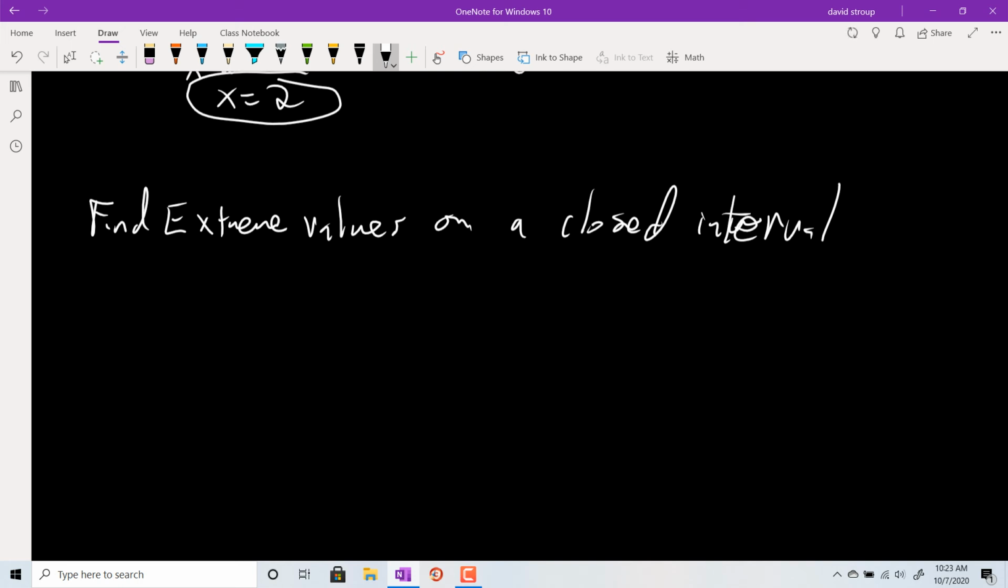And the only side note is that if you're on a closed interval, the max and mins may occur at places other than those critical values. They're not necessarily going to be critical values. It may be just at the endpoints. So you have to check the critical numbers. Well, I guess first find the critical numbers.